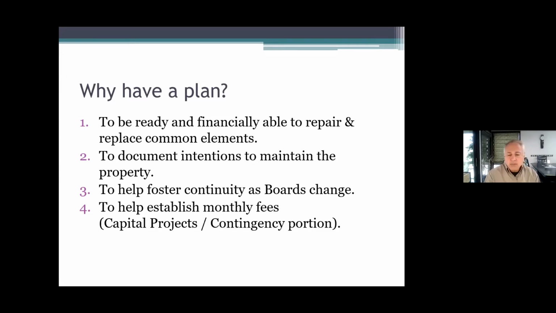Your contribution to reserves should not be arbitrary. It should be based on exactly what I showed you before, which are your capital projects that are anticipated and some kind of defined contingency. And we'll talk more about that as well.